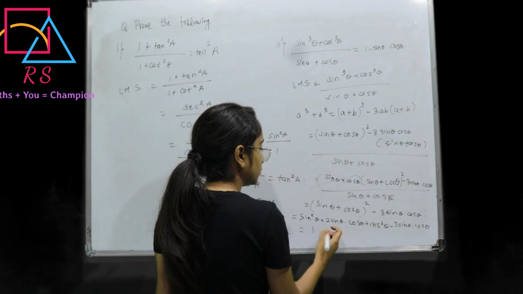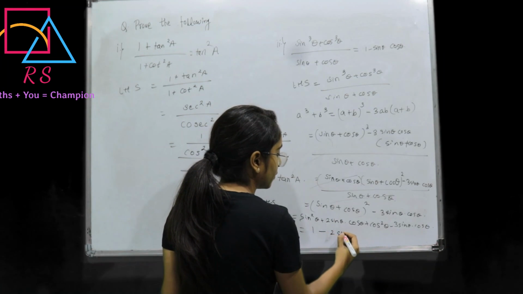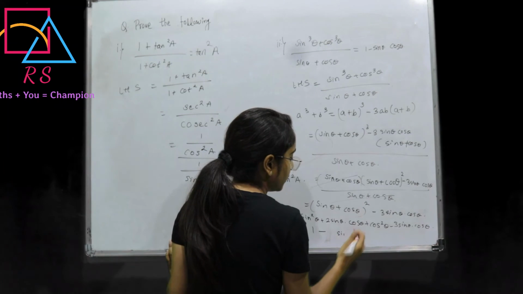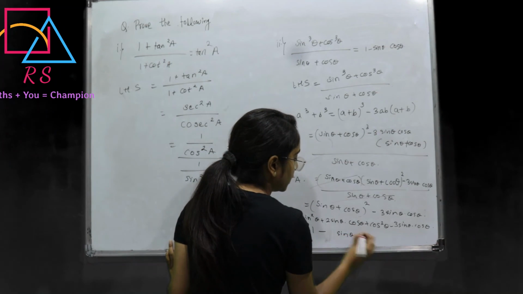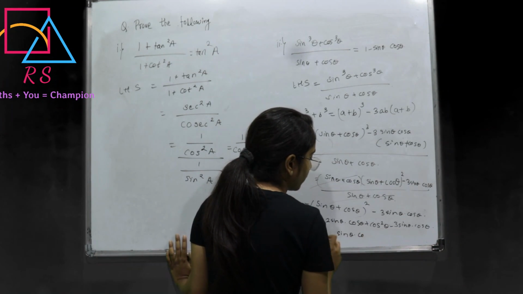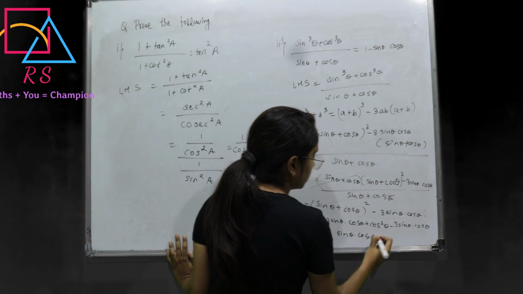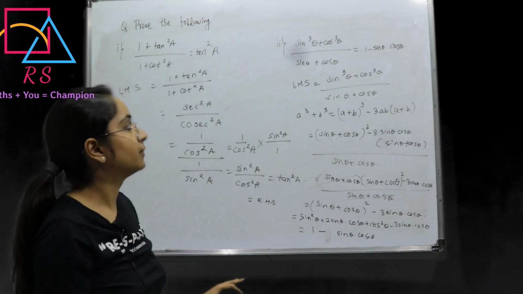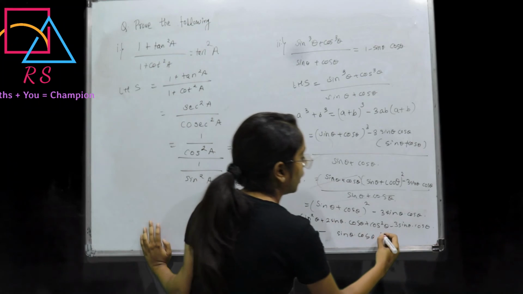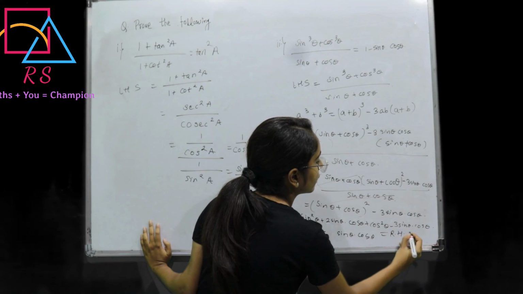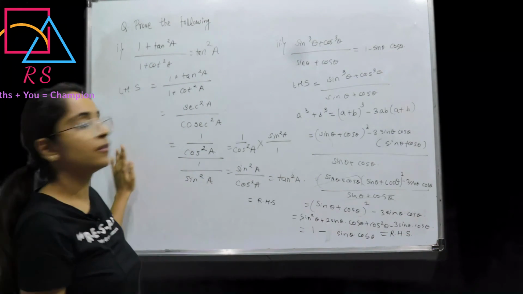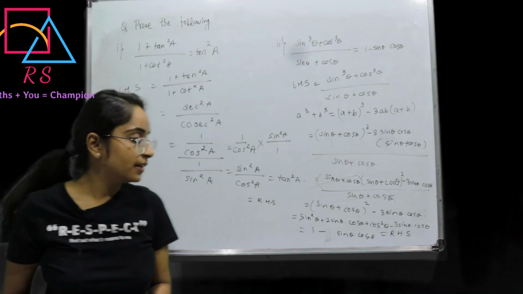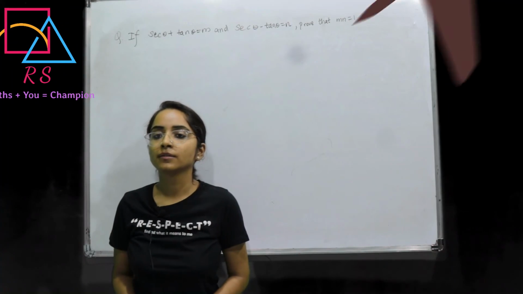So we will get 1 plus 2 sin theta cos theta minus 3 sin theta cos theta. 2 minus 3 is minus 1. So we will get 1 minus sin theta cos theta. Thus this is the RHS. Thus we have proved the identity. In this manner you can easily prove that.